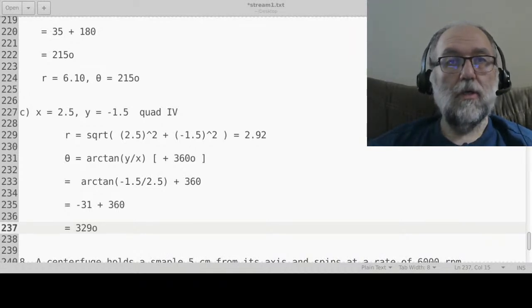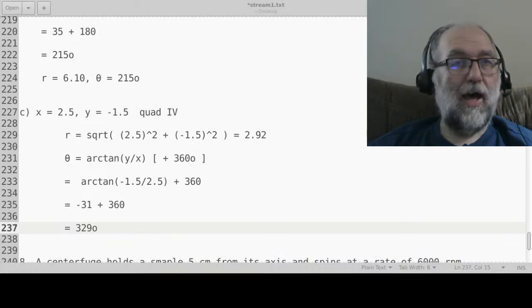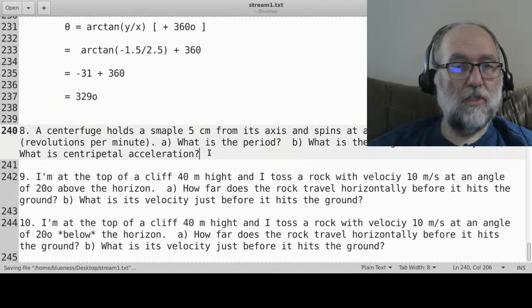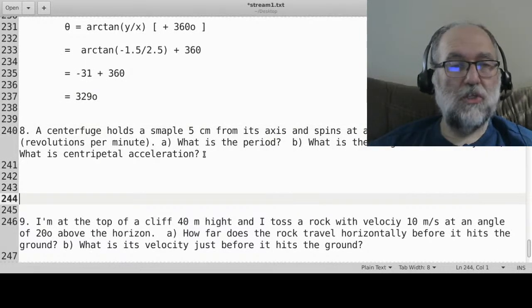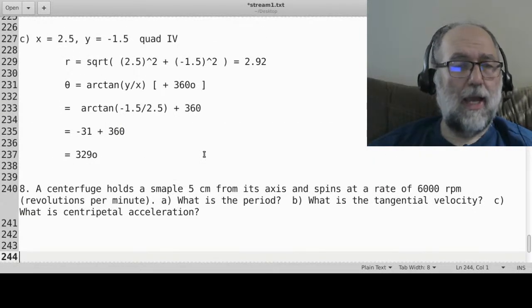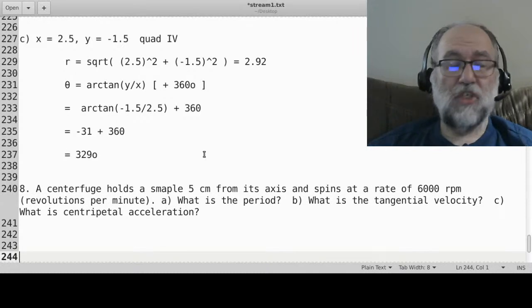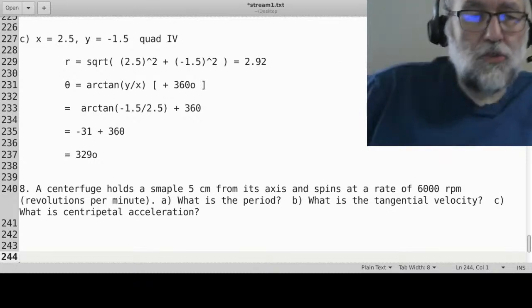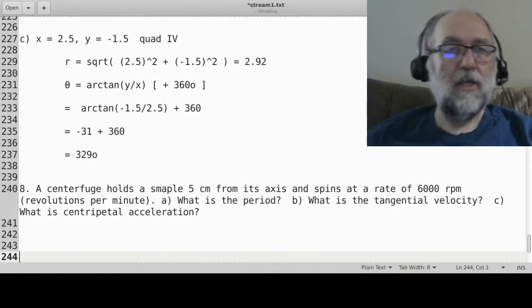I'm not going to do any more vector problems unless someone wants me to. No questions in the chat, so let me move on. Three more questions to go. The last two questions are going to be the projectile motion problems, this 2D constant acceleration. I'm going to do those last because they're the most involved.